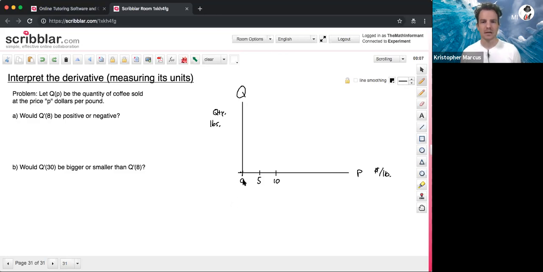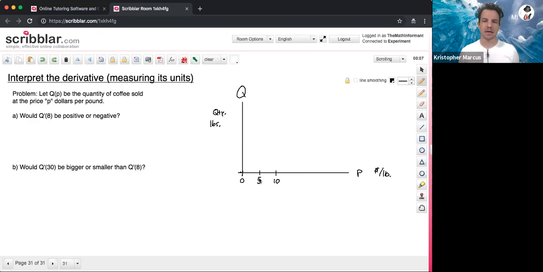If we're selling coffee for nothing, it's totally free, let's assume the coffee is good, how much coffee will we sell? Well, we would sell an infinite amount of coffee. Because, hey, who doesn't want free coffee that's good coffee? All right, so we don't have enough of that to sell. It's way off the chart, way over the top.